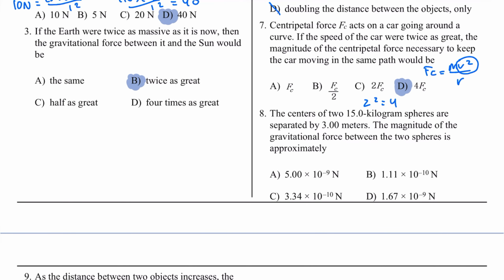Number 8. The two centers of two 15-kilogram spheres are separated by 3 meters. The magnitude of the gravitational force between the two spheres is approximately what? So this question is easy. We just use the gravitational force equation and we plug in. So Fg equals big G, which is 6.67 times 10 to the negative 11th, mass 1, 15 kilograms, times mass 2, 15 kilograms as well, and then that's all over radius squared, which is 3 squared. And once we do this math, we're going to get D, 1.67 times 10 to the negative 9th newtons.